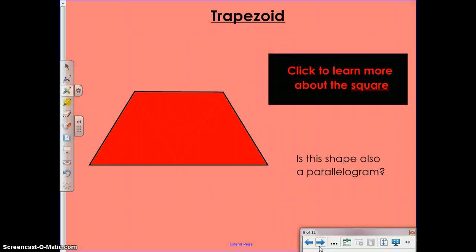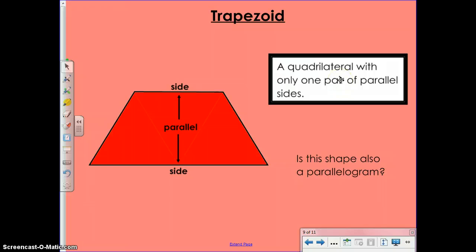Then we have the second subcategory of quadrilaterals, and this is what we call a trapezoid. Okay, here's a trapezoid. And that's a quadrilateral that only has one set of parallel sides, or one pair. Remember, a parallelogram had two sets of parallel sides. A trapezoid has only one pair of parallel sides. If you look at this trapezoid, these two sides here are parallel. If I kept going in opposite directions with these two lines, they would never intersect.